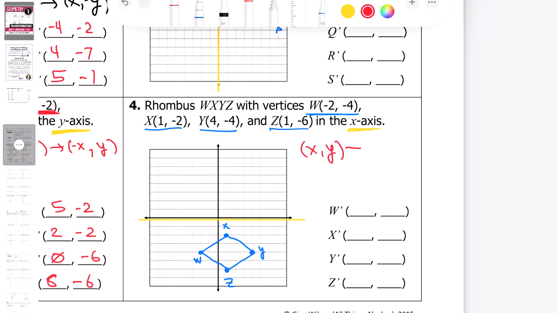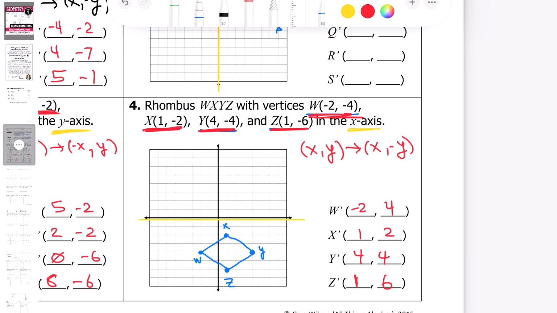So I can say, well, I know that x is going to stay the same this time, but y is going to change signs. So if I go through each one of these, W is going to stay negative 2, but negative 4 is going to go to positive 4. X, it's going to stay positive 1, but it's going to go to positive 2. And then we're going to go 4 and 4 for Y. Z, I'm going to leave 1 alone, but 6 is going to change to positive.